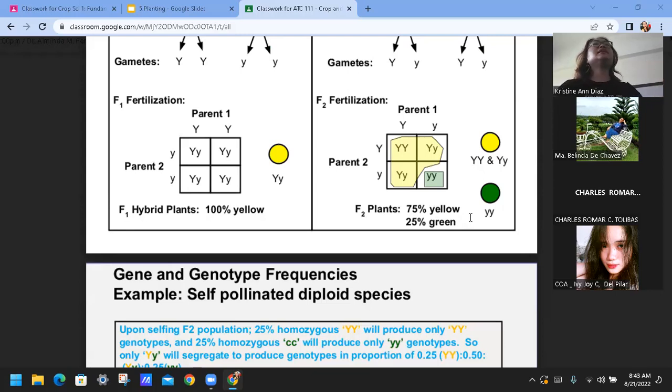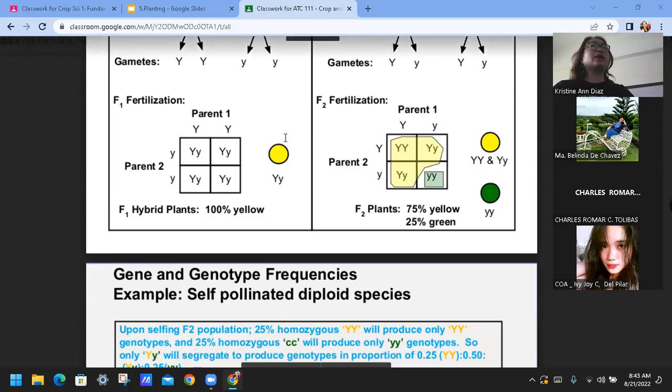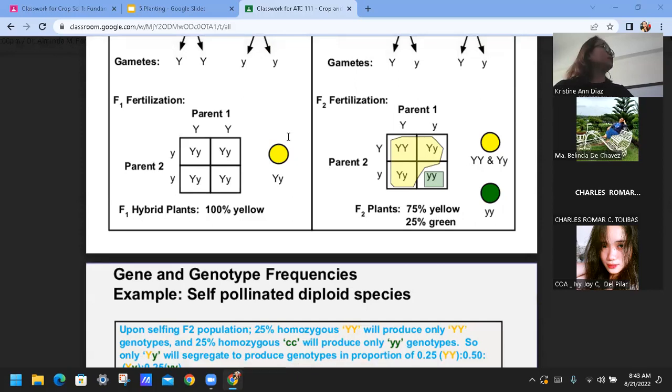So, naintindihan na ba natin ang Punnett square? Sa kadakag example, Sharon. Okay, let's try. Would like to ano? Yes.